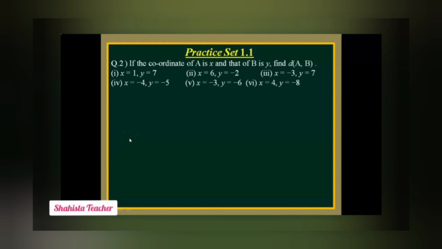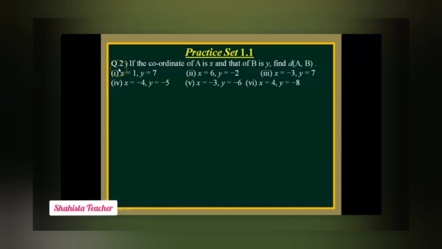Let's solve practice set 1.1 question number 2. Here, if the coordinate of A is x and that of B is y, find the distance of A comma B. Here we have to find the distance of A to B. The coordinate of A is x and B is y. That means this A is x and this y is B. The values of x and y are given here, so one by one we will solve.